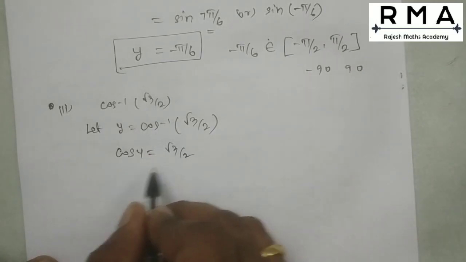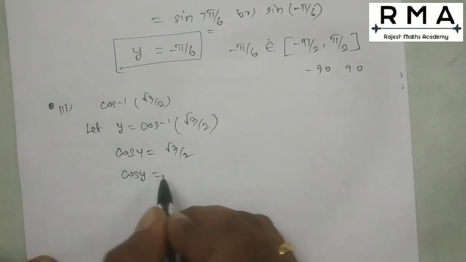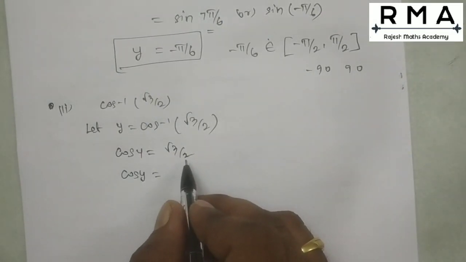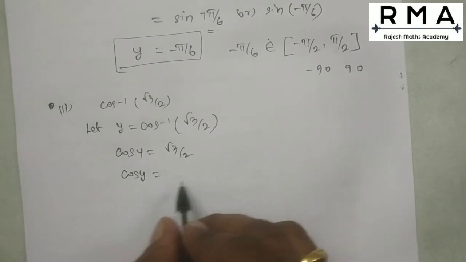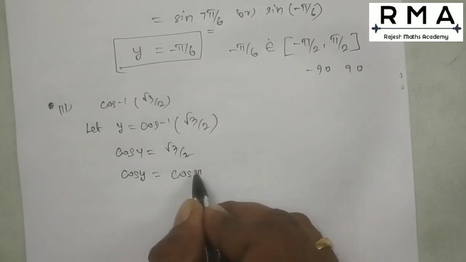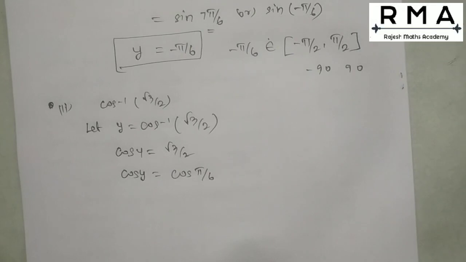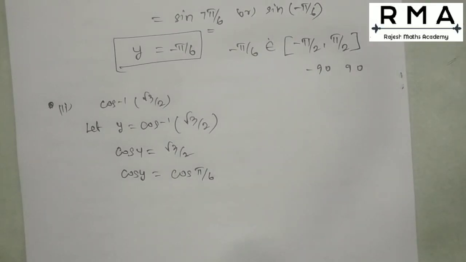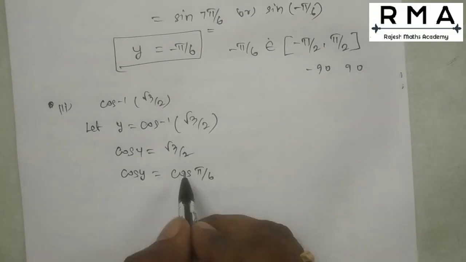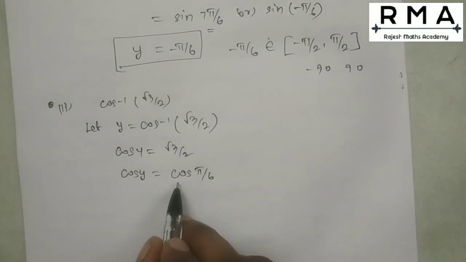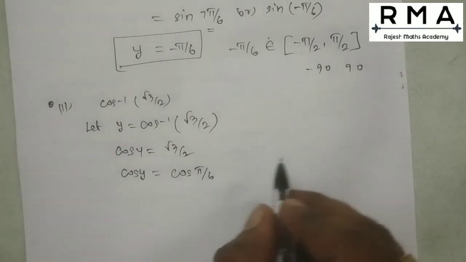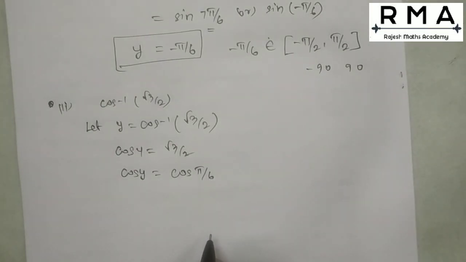So when cos takes root 3 by 2 in the trigonometry table, cos root 3 by 2 we take as 30 degree. So we can take it as cos of pi by 6. Clear? Cos root 3 by 2 means sin 1 by 2. Sin 1 by 2 means 30 degree, that is pi by 6. So like that we can keep in mind. So cos pi by 6 will come. Now check whether this pi by 6 belongs to the interval or not.